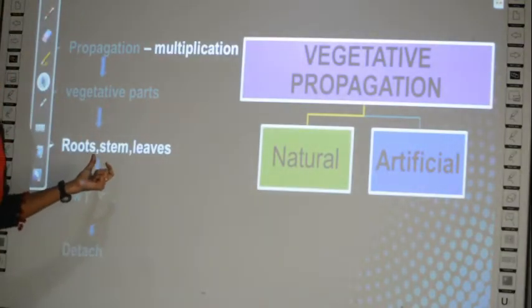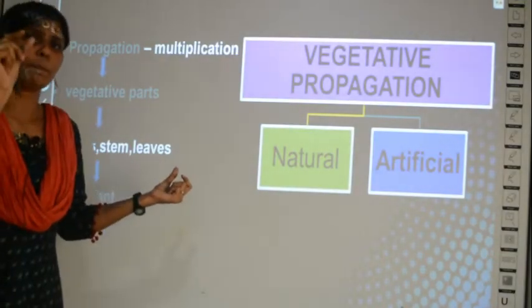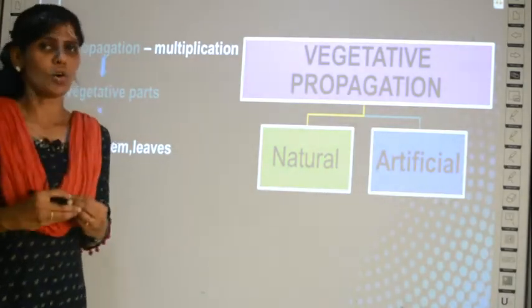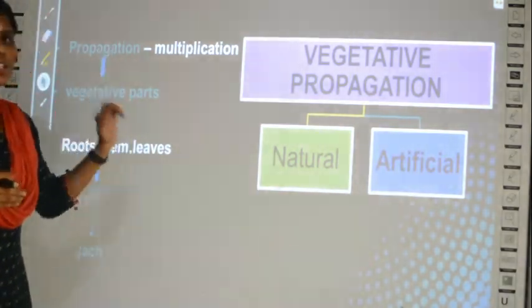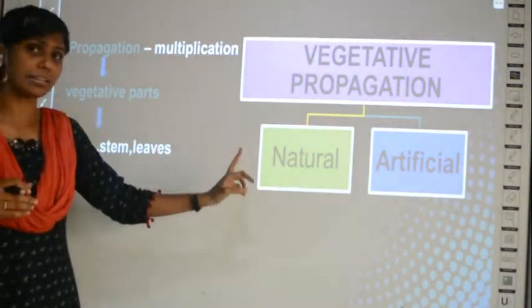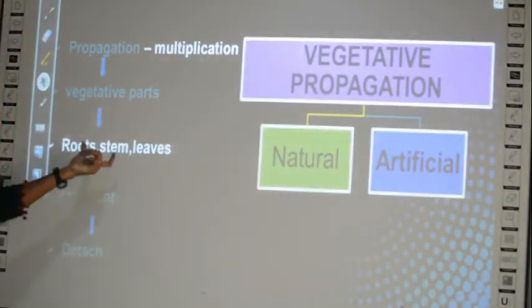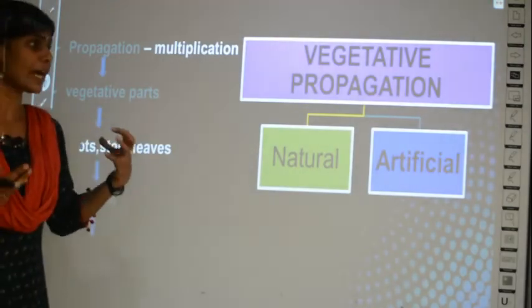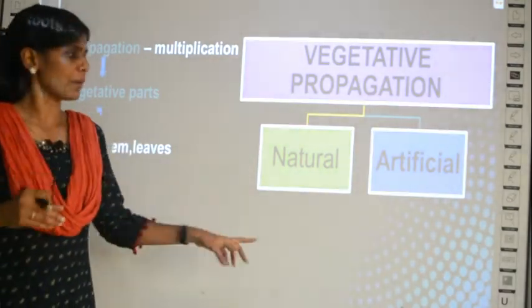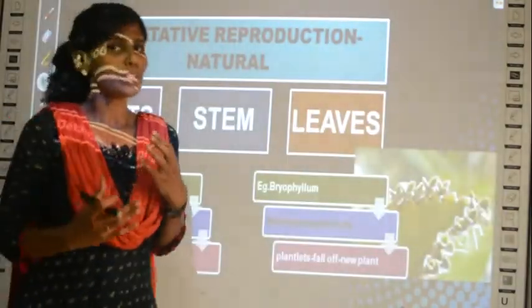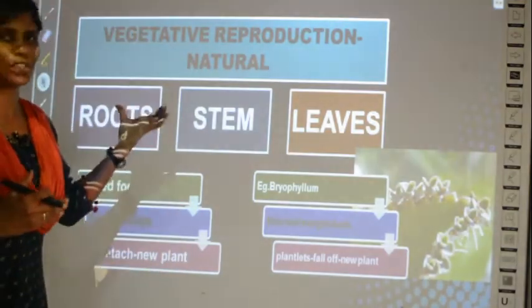And after multiplication, each new part will develop into a new organism. So this is the concept of vegetative propagation, and it can happen naturally, like naturally a root, a stem or a leaf can multiply, or artificially we can force the plant to multiply. How does vegetative reproduction happen naturally?